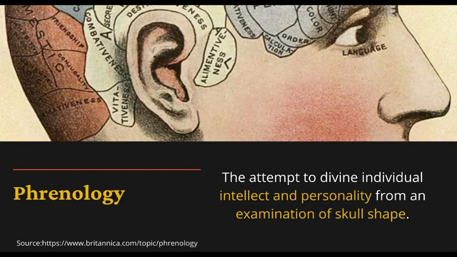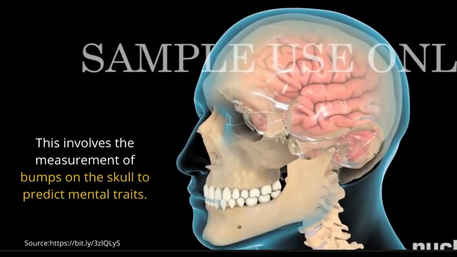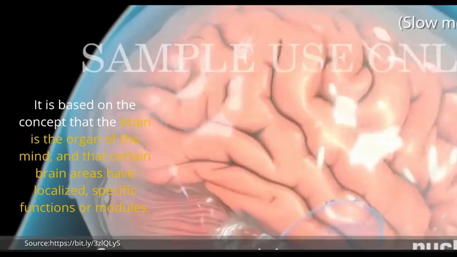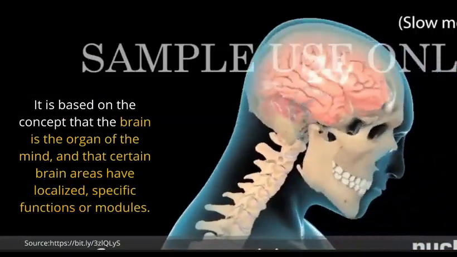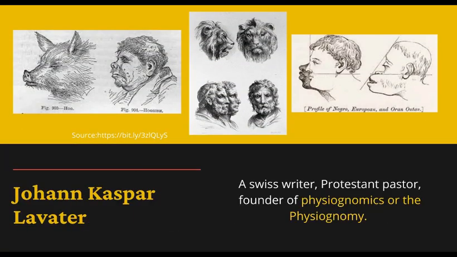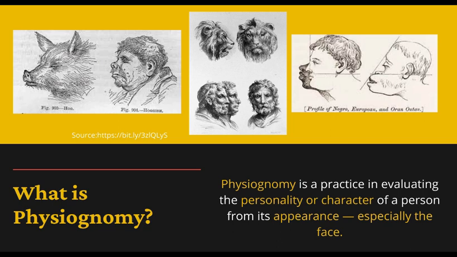So what is phrenology? Phrenology, the attempt to divine individual intellect and personality from an examination of skull shape. This involves the measurement of bumps on the skull to predict mental traits. It is based on the concept that the brain is the organ of the mind, and that certain brain areas have localized, specific functions or modules. Second is Johann Caspar Lavater and his physiognomy. Johann Caspar Lavater, a Swiss writer, Protestant pastor, founder of physiognomics or physiognomy. What is physiognomy? Physiognomy is a practice of evaluating the personality or character of a person from their appearance, especially the face.